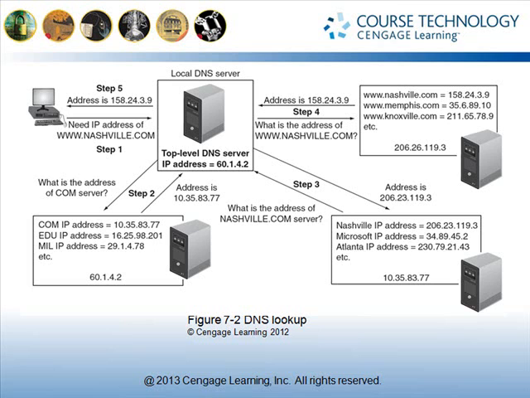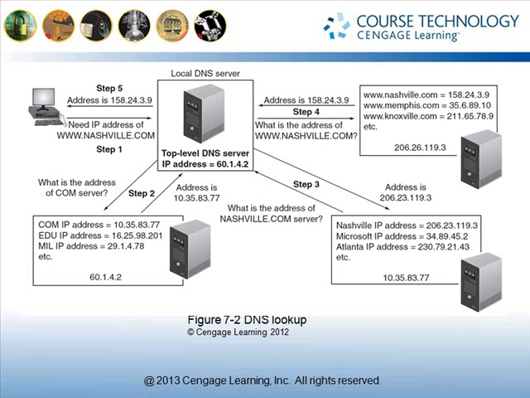Very quickly, in step 1, the request for the IP address of a site, www.nashville.com, goes from the user's computer to the local DNS server that's part of the local area network to which it's connected. In step 2, the local DNS server says, oh, I don't know the IP address of www.nashville.com. But you know what? It does know the IP address of a DNS server that contains the top-level domains and their IP numbers. So a request is sent to this top-level domain DNS server.